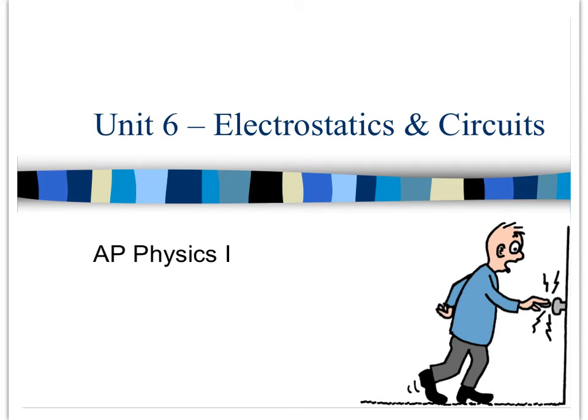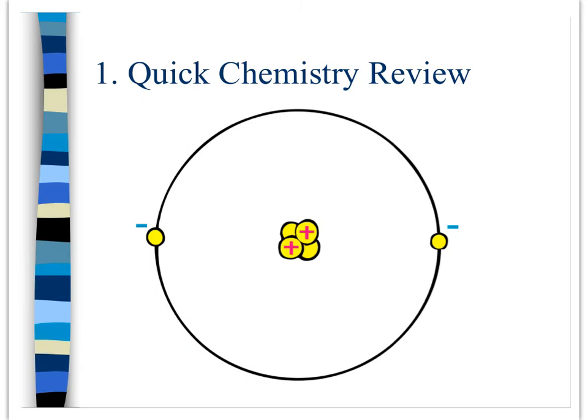So for our second to last unit, we're going to shift things quite a bit and look at electrostatics and circuits, which really is an entire unit dedicated to the electron, the movement of electrons, and what we can do with electrons. So it's going to be a pretty big change from talking about mechanics, which is what we've been talking about so far this year. Just a quick chemistry review here.